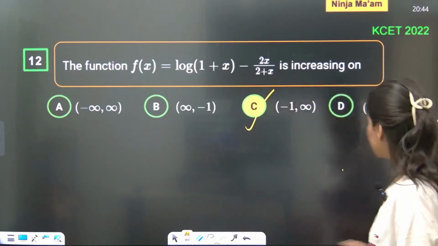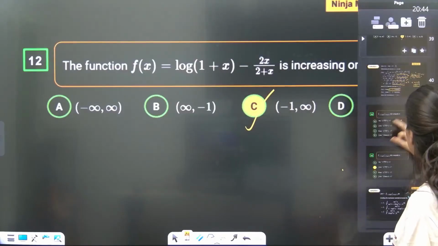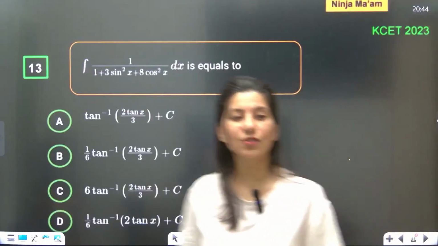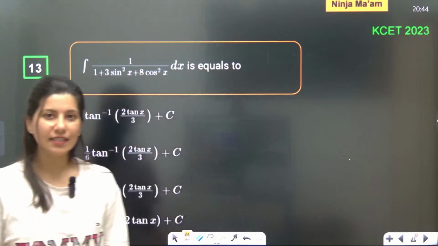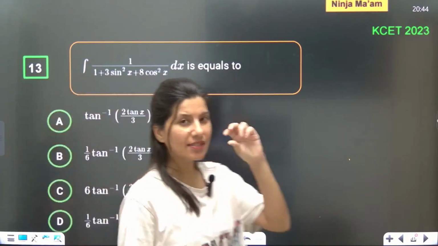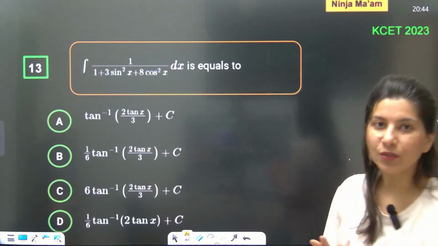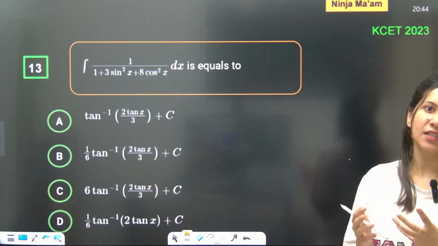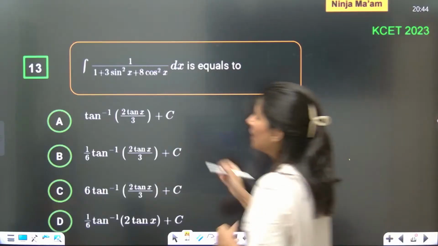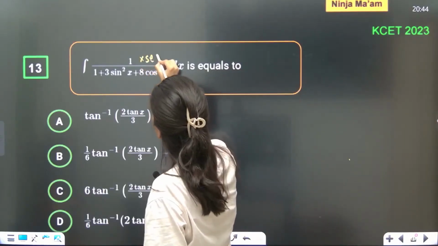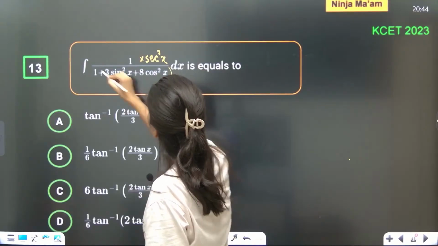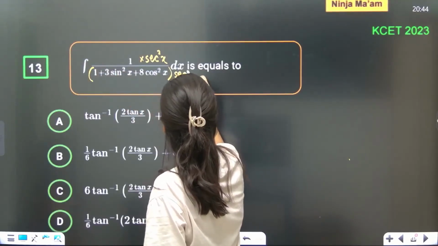Yes, done, done, done. 12th question also done nicely. Now the next question. This is based on indefinite integration. Okay, whenever you see sine square and cos square in denominator, what you need to do is just convert everything in terms of tan. How are you going to do it? By multiplying sec square x in the numerator as well as denominator.